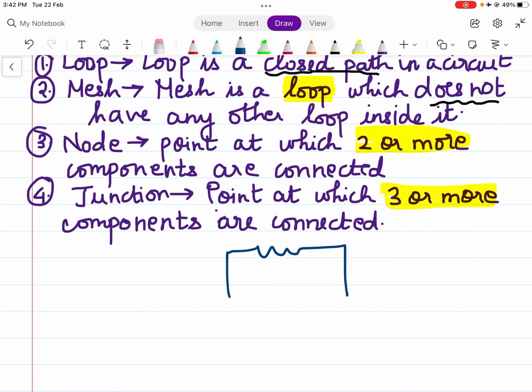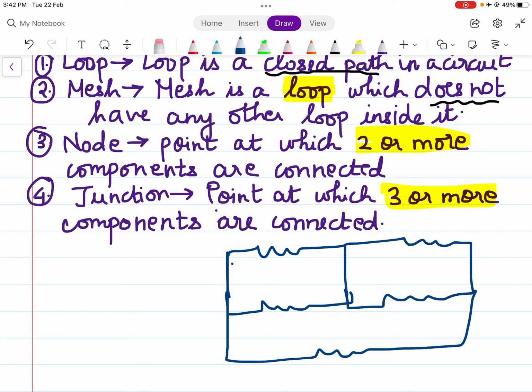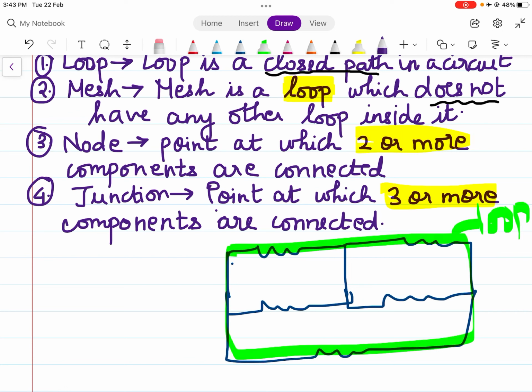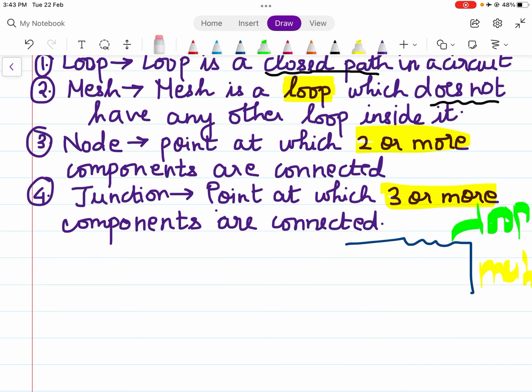If this is the case, okay, this is the case and this is the case. So this full circuit is called the loop, whereas this 1, 2 and 3 are called meshes, because the loop has 3 meshes inside it. So this is the actual meaning of loop and mesh.